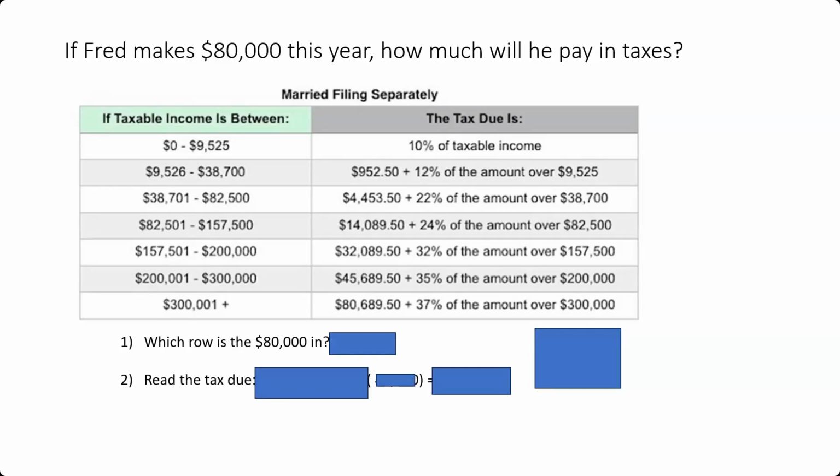What row is the 80,000 in? It's the third row. Right here, 80,000 is between these two values, so we're working with the third row. So we want $4,453.50 plus 22% of the amount that went over. So we know 80,000 was in between here. We only pay 22% of the part that knocked us into this, and that's why you subtract the 38,700.